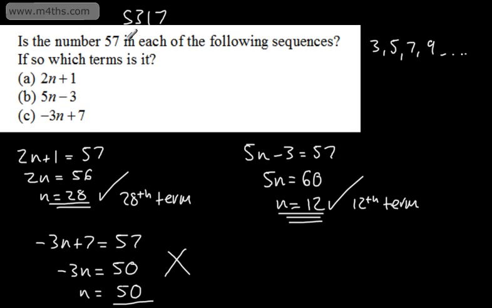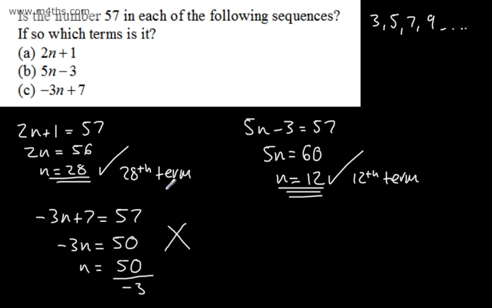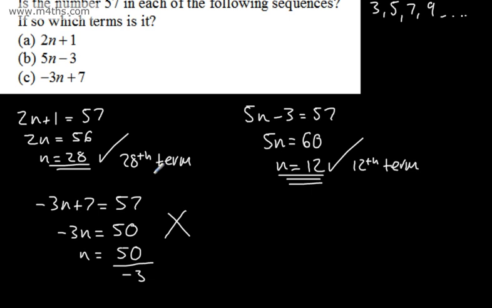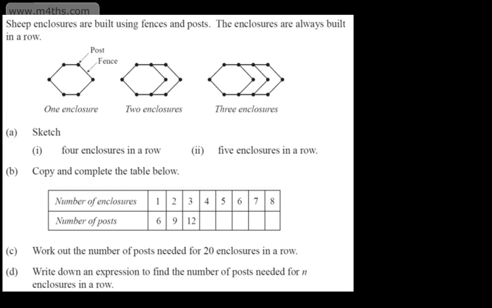So if we're asked to find whether a number is in the sequence, we simply set up a little equation. If it gives us a whole positive number, yes it is, and then we can say which term it is. If it gives you a whole negative number, it can't be in there because n must be greater than 0. Okay, let's move on.